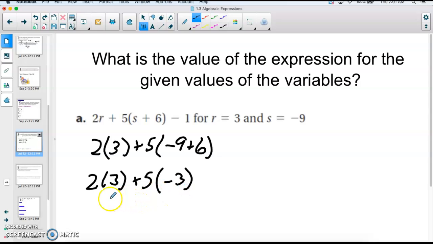Okay, and now we don't have any exponents, so now we go to multiplication and division. 2 times 3 is 6. 5 times -3 is -15. Okay, and then we do addition and subtraction. And really, this is just 6 minus 15, right? And so we get an answer of -9.